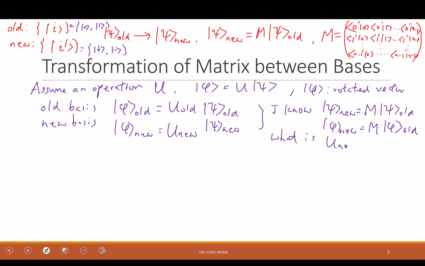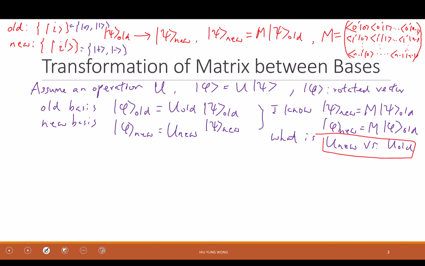My question is, what is the relationship between U nu and U O? This is the question we are asking. So that M is the same for both psi and phi? It should be the same because it's just a vector.